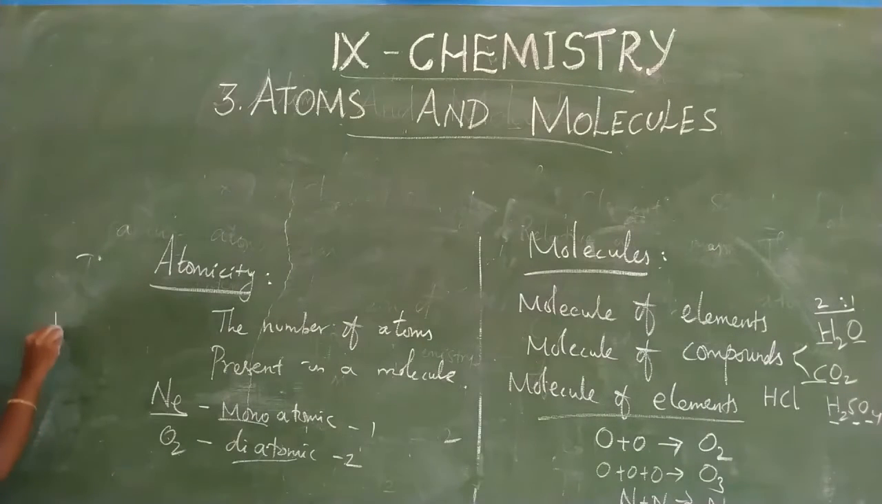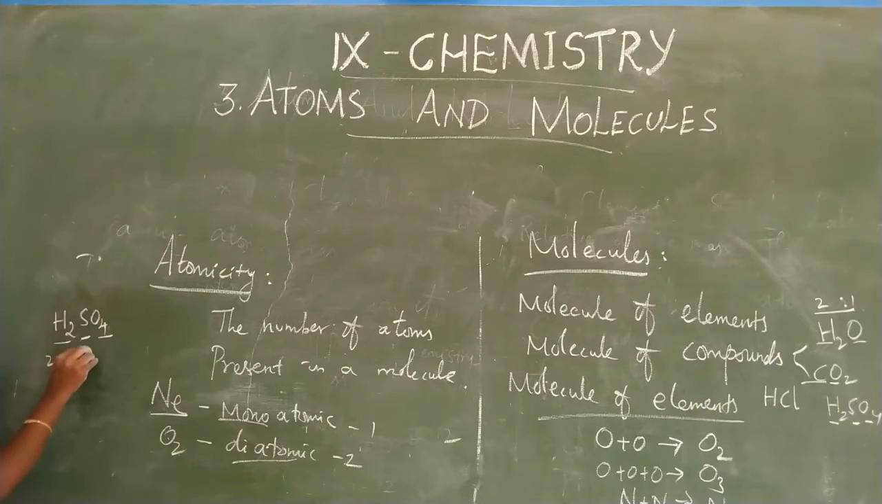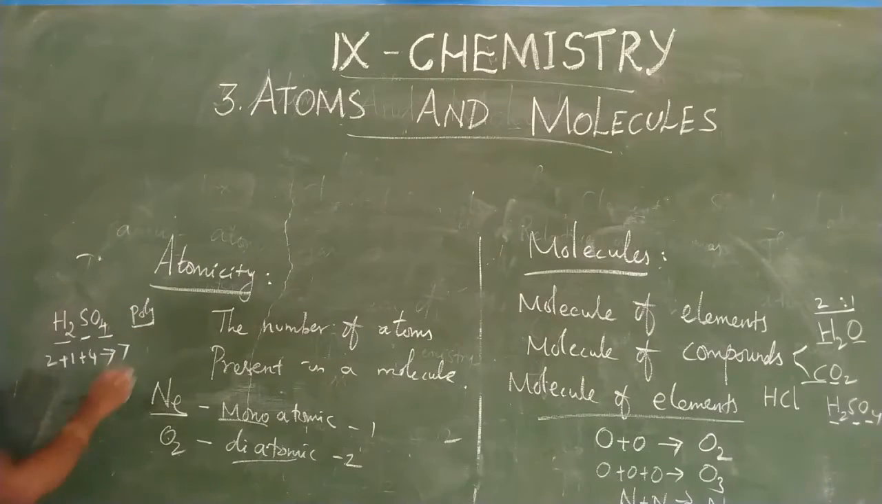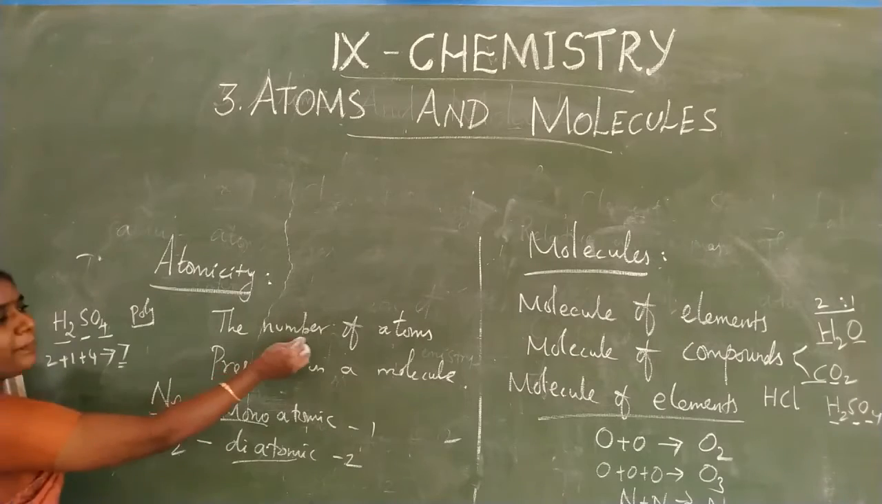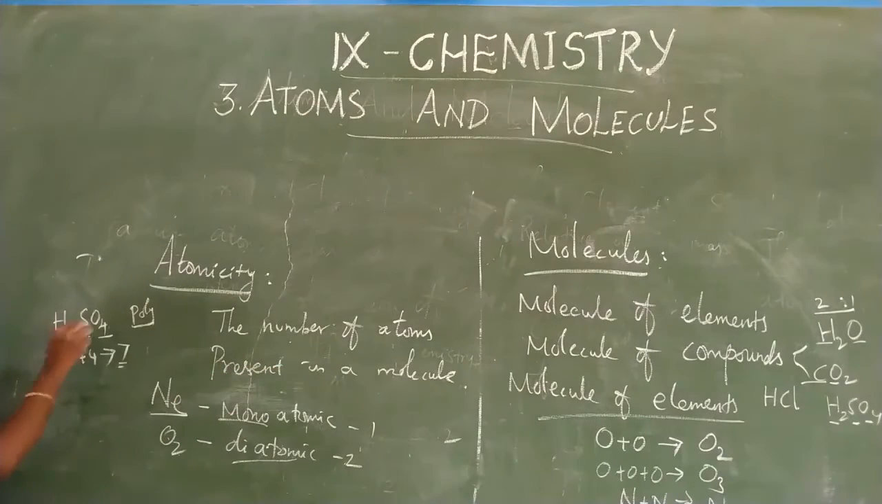Same like this, suppose you take H2SO4, sulfuric acid. What's the atomicity? Here there are 2 hydrogen, 1 sulfur, 4 oxygen, totally 7 atoms. So this is polyatomic. Poly means many. Many atoms combine together to form this. Since the number of atoms is more than 4, we say it is polyatomic.